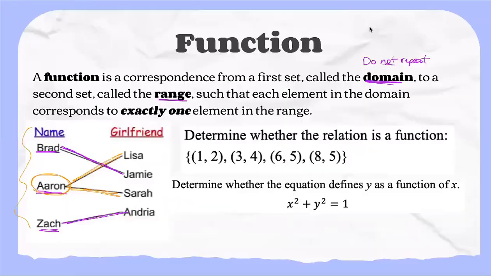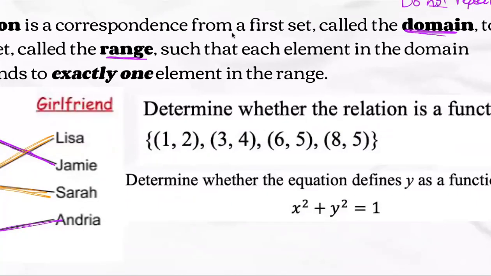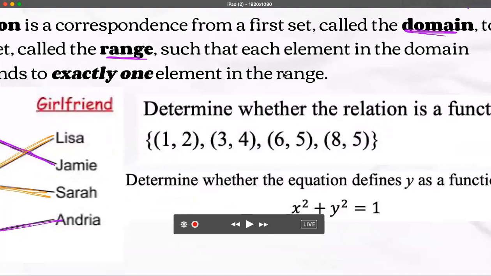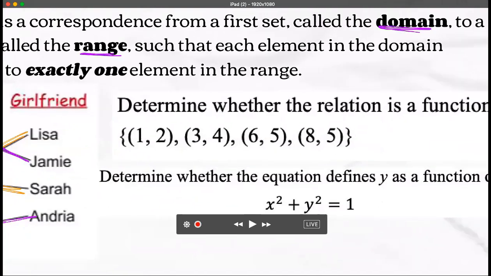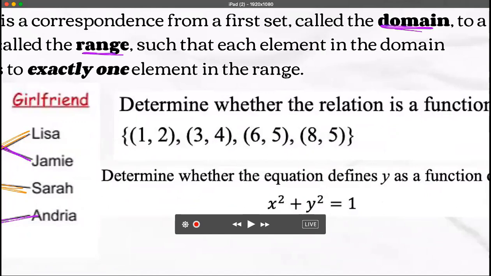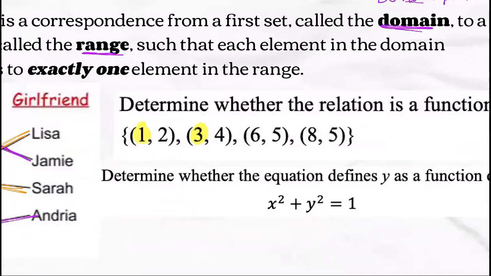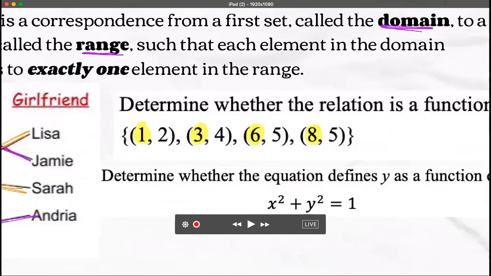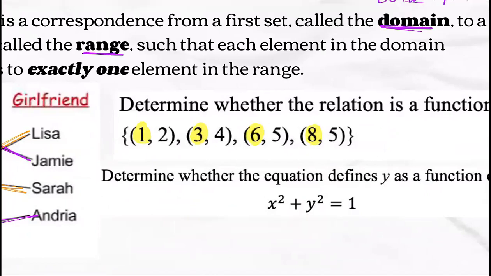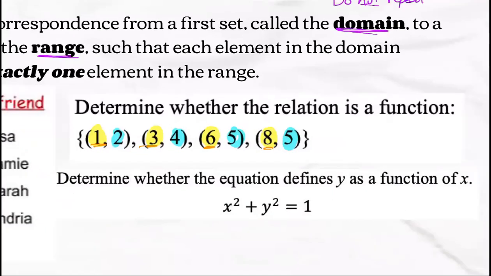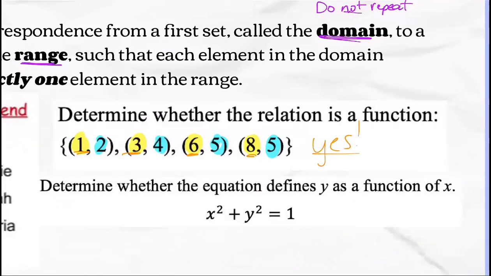All right, so let's look at this relation and see if it is a function. What I have to check is that all of my domain values do not repeat. Since all of those are different values, this would be a function because none of them repeat. Again, it does not matter that I had 2 5s in the range. It's only whatever your domain is. So since my domain values do not repeat, yes, it is a function.